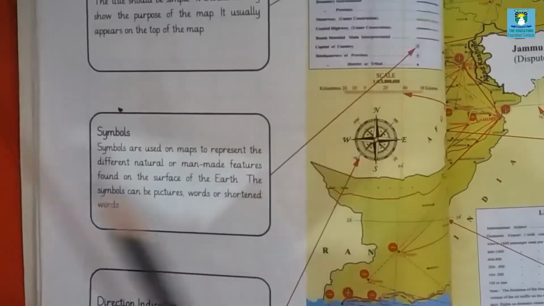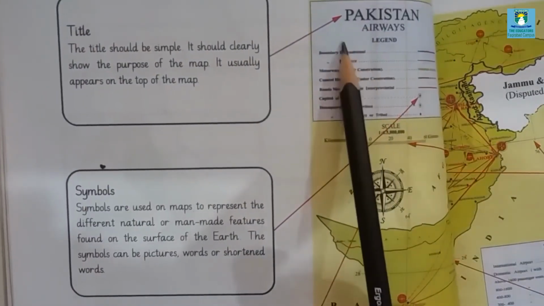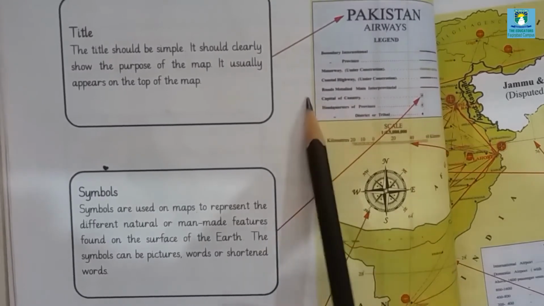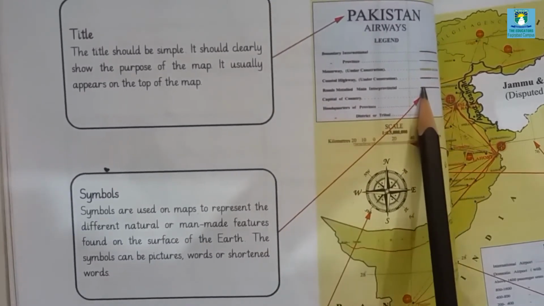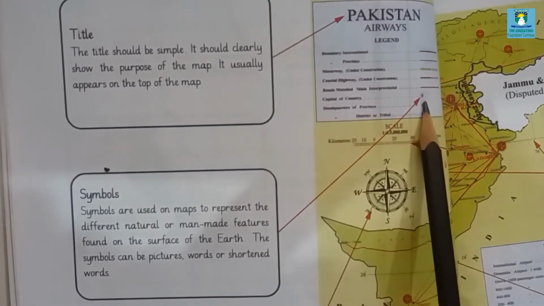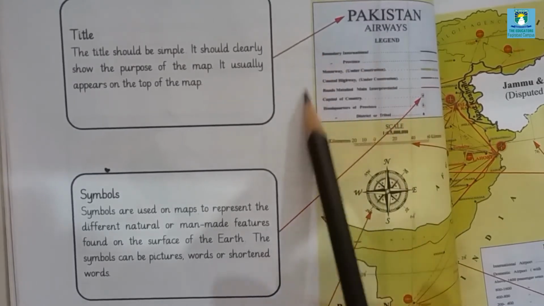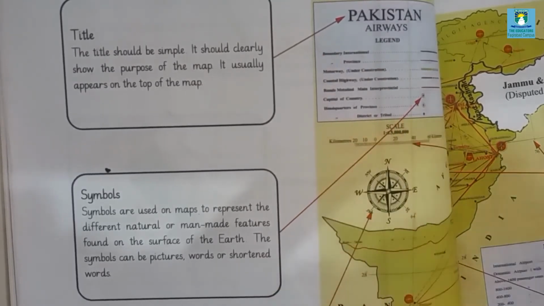This is the legend. Legend means this explanation of each of the symbols is called a legend. For example, what this red dot means, what this black dot means. So this information is called the legend, the explanation of the symbols.